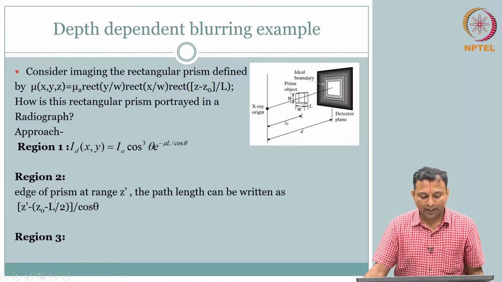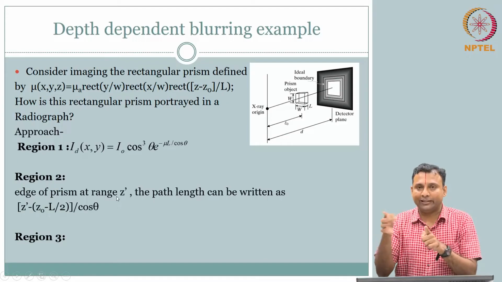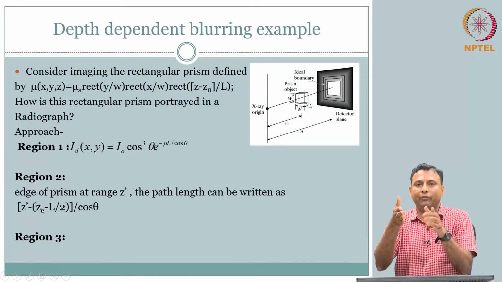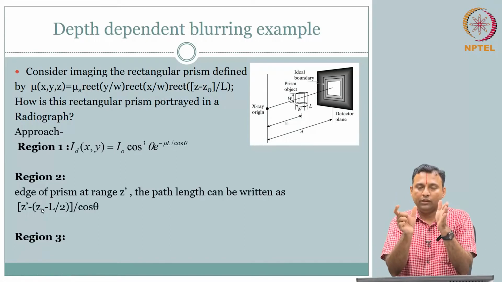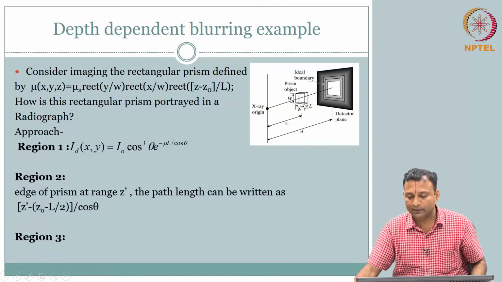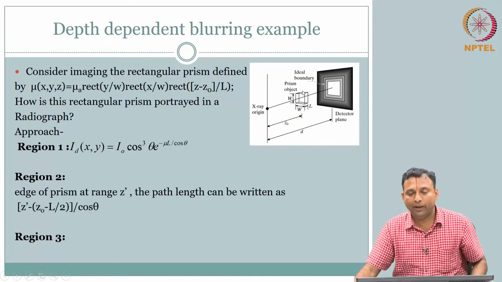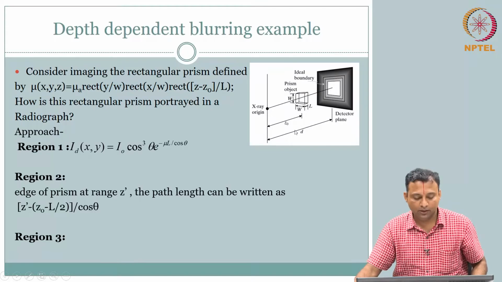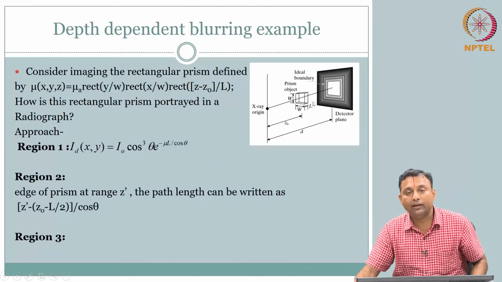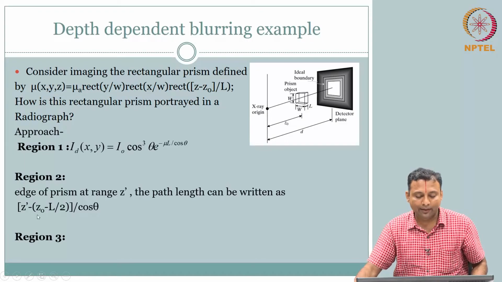The problem is this one: the edge of the prism is in this direction, right? The path length can be written as z dashed minus... essentially I am going to write my path length in terms of, take for example, the center of this, L by 2. L is the thickness, so L by 2 is the center of the thickness. The front face is at z naught, so I can write any location z dashed along that L. Along that length, I can write the path length to be z dashed minus this by cos theta.